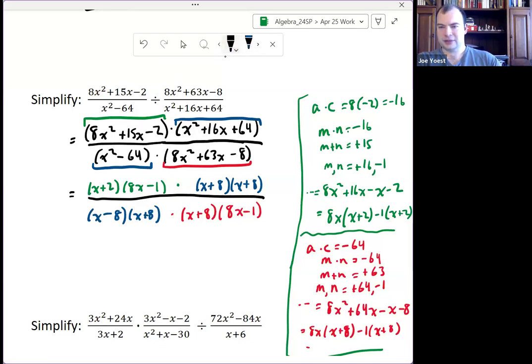And now I'm going to search for common factors and start dividing them out. Well, I have 2 factors of x plus 8 on the top coming from that perfect square on the right here. And nicely enough, I actually get 2 factors of x plus 8 on the bottom. Those all divide out. And I also have an 8x minus 1 on the top and the bottom. Those divide out. This all leaves me with just x plus 2 over x minus 8.